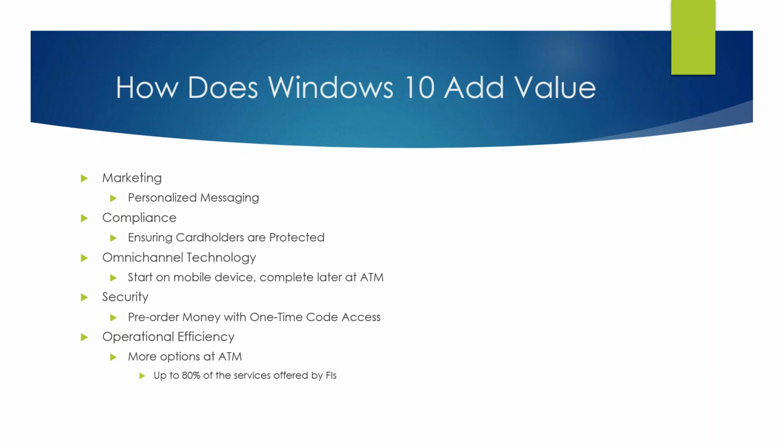For the pre-order money with a one-time code access, you're never having to enter the same PIN for your ATM transactions. So it's an additional level of security there. Also, operational efficiency. You have more options at the ATM, and with these very intelligent devices, they're going to be doing a lot of the services that used to be teller-based. So it gets a little more automated. Banks have been dreaming of the day they could reduce their teller staff. Here it comes.